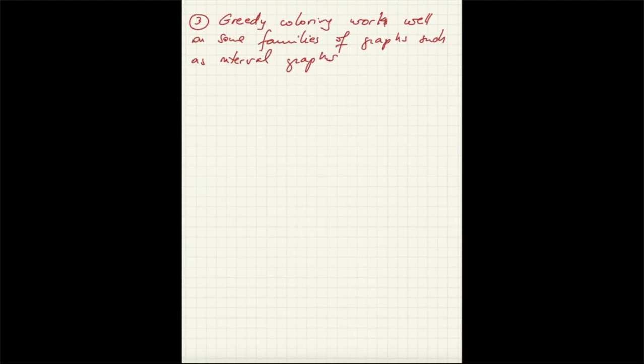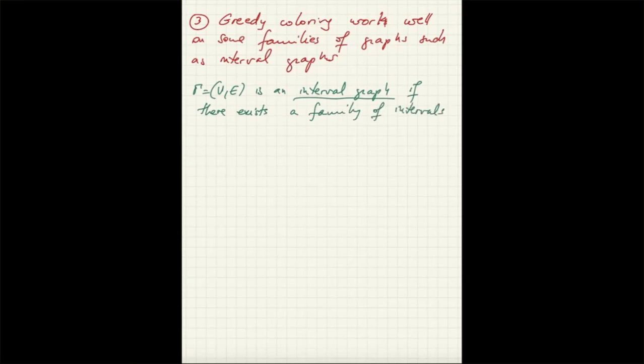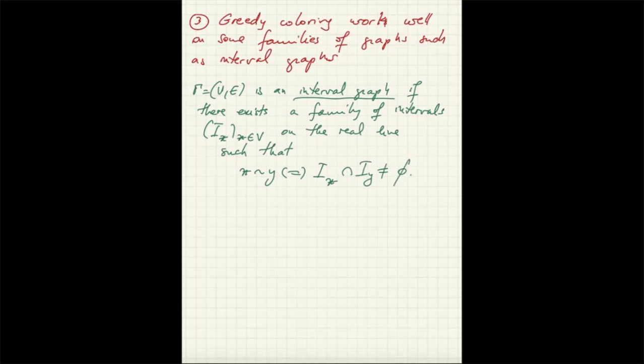So what's an interval graph? Gamma with vertex set V is an interval graph if there exists a family of intervals on the real line, I_x for x in V, you can take them closed if you wish, such that x is adjacent to y if and only if their corresponding intervals intersect. So you can think of it as some kind of timetables and so on, where you have conflicts between two intervals. Obviously if they intersect, and you can make a graph out of it.